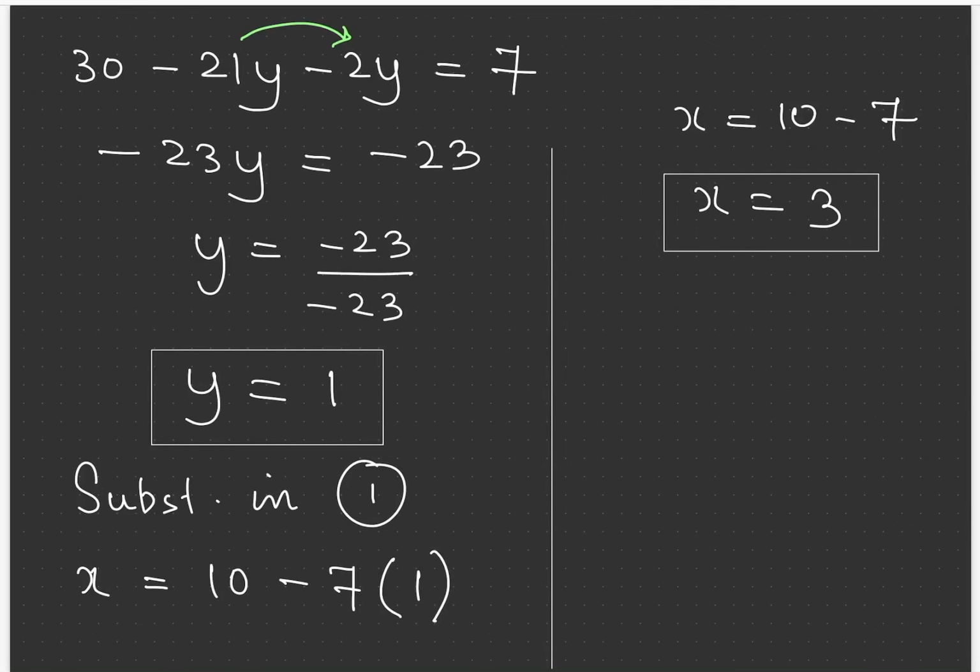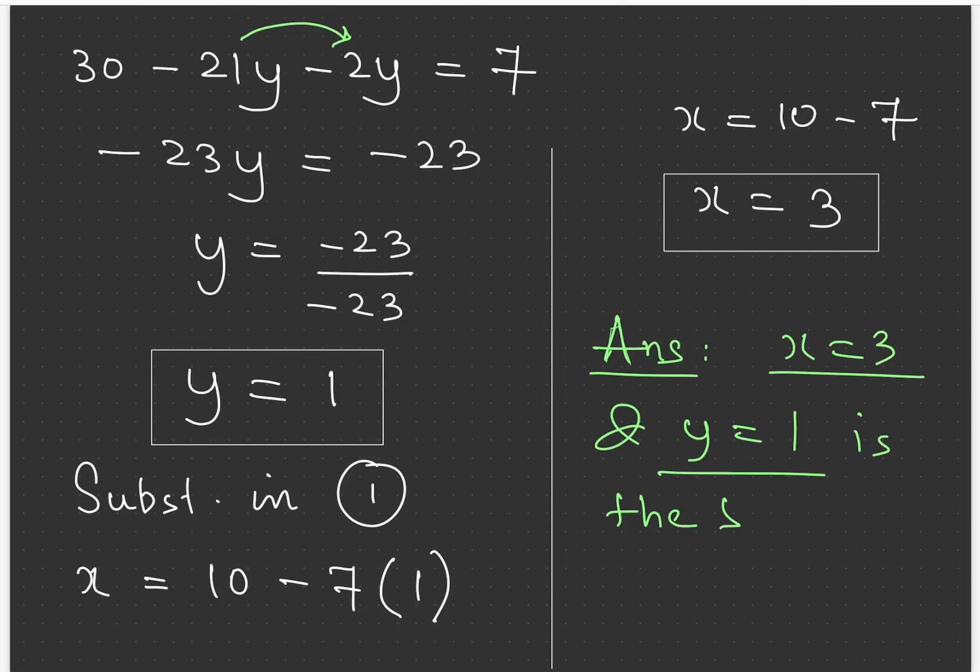Clear? You can write the final answer then. Therefore, the final answer will be what? You can say x equal to 3 and y equal to 1 is the solution of the given equations. You can also write the final answer as 3, 1 is the solution of the given equation. That will also work. Clear? So that's how you solve the equations by substitution method. In the next lecture, we discuss elimination method. That's very important. Thank you so much.